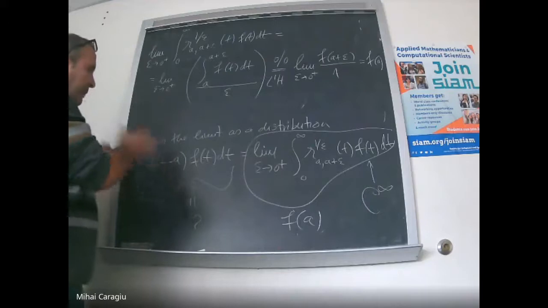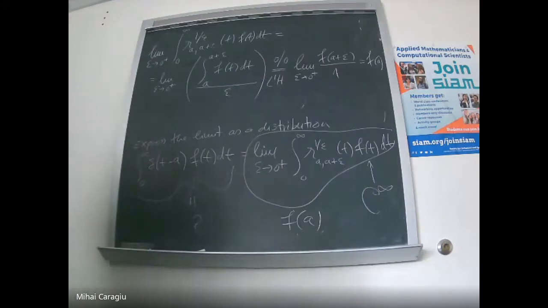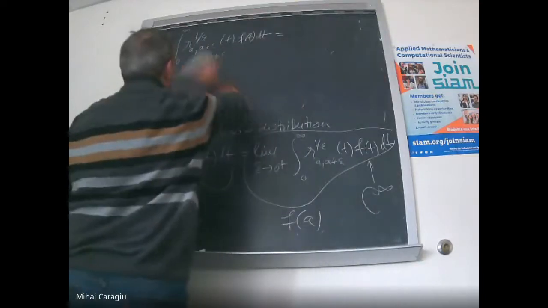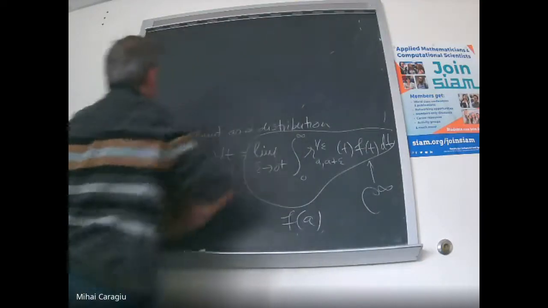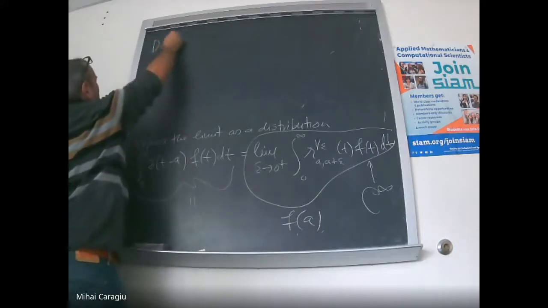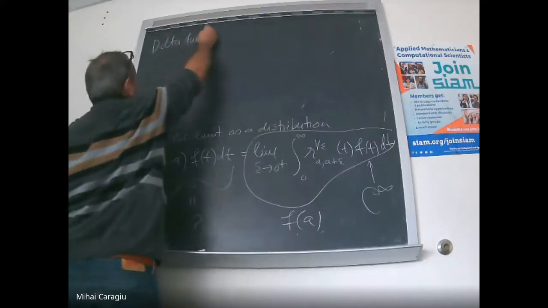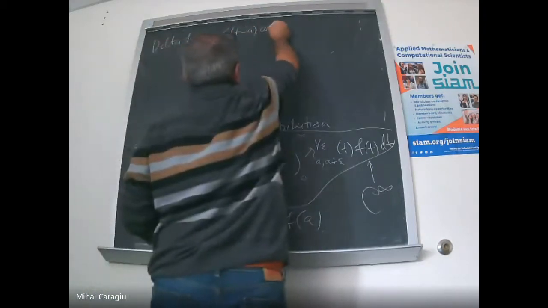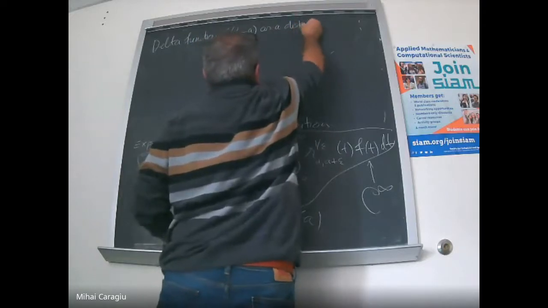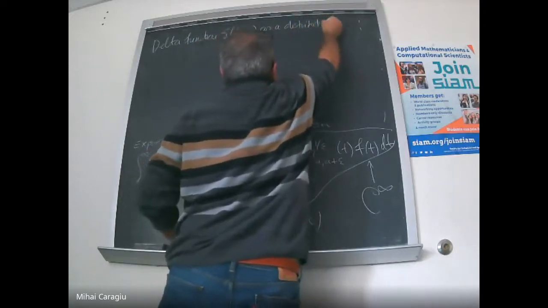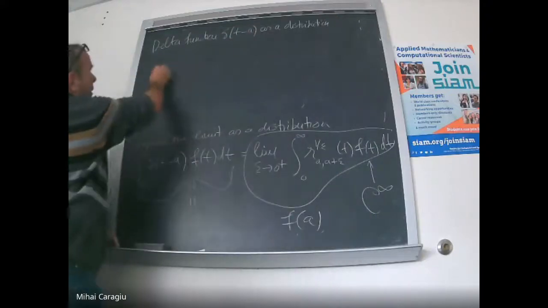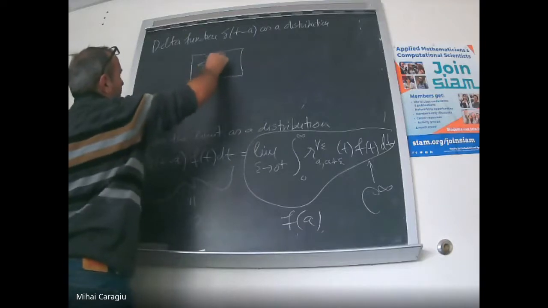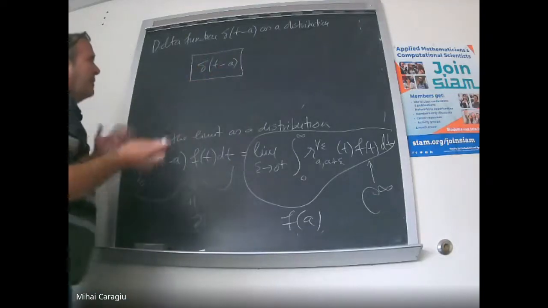So now this gives us a formal definition of the delta function as a distribution. So the delta function as a distribution operates in this way. So delta of t minus a as a distribution will be a functional. So let's call this delta of t minus a like a box. Delta of t minus a. That's an input slash output box.